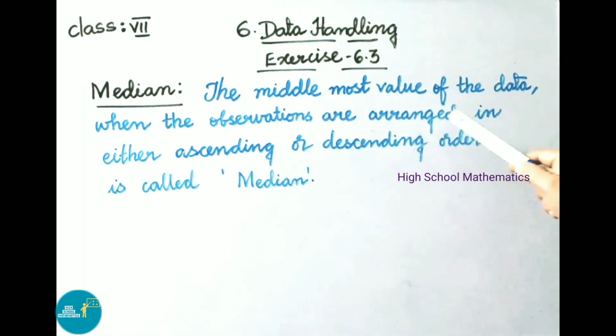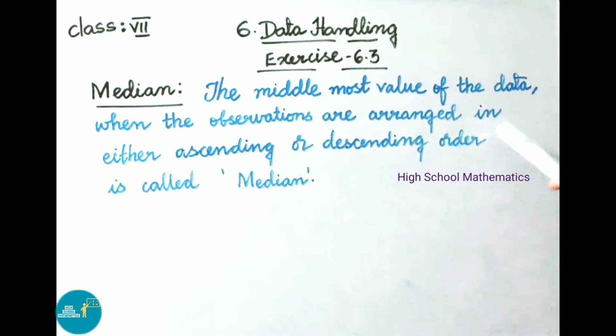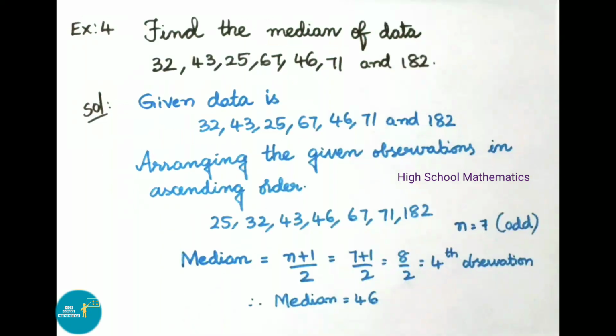The middlemost value of the data when the observations are arranged in either ascending or descending order is called median. That is, for the given data, first we have to arrange them in either ascending order or descending order. Then after, in that given data, we have to choose the middlemost value, that is called median. Now let us see some examples.